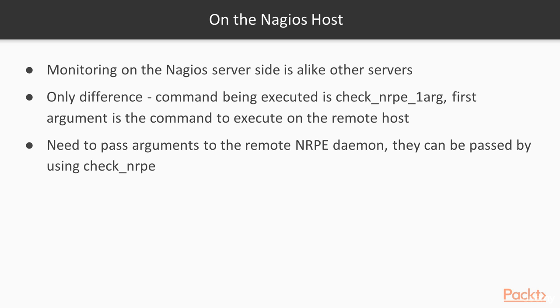Monitoring on the Nagios server side is handled just like it would be for any other service. The only difference is that the command being executed is check_nrpe, and its first argument is the command to execute on the remote host. If you need to pass arguments to the remote NRPE daemon, they can be passed using check_nrpe instead of passing it as an additional argument.